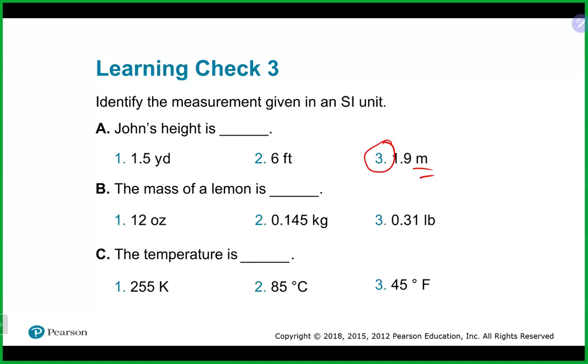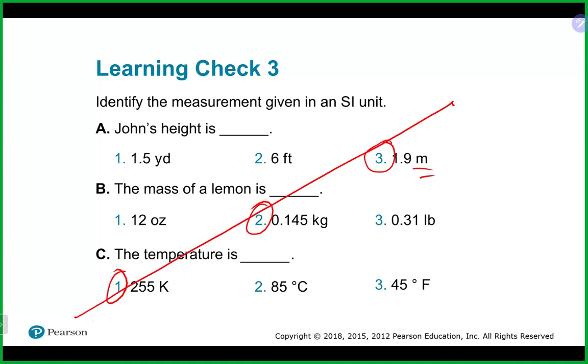Which one should it be? Yeah, it should be two there for kilograms. Again, the other ones obviously are mass units, but not the SI unit. And then temperature should be one. Tic tac toe. Perfect. We got one all the way across there.